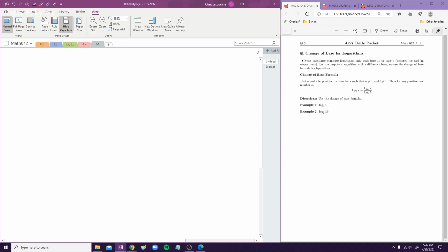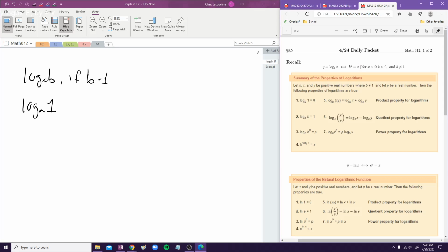So let's say I have log base a of b. If b is equal to 1, what do we know? Then this is log base a of 1, but what do we know about this? So let's go back to Friday's daily packet. If we look at this first property here, log base b of 1, so any base, as long as b is not equal to 1, and in our case a is not equal to 1, equals 0.